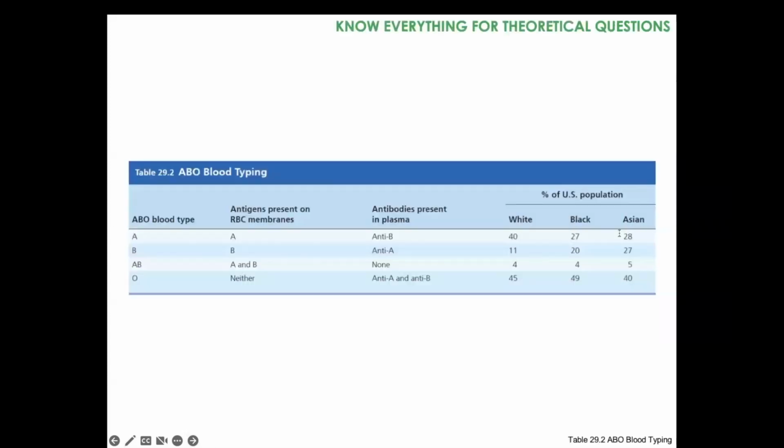And then this chart summarizes everything I said in the previous slide. It also shows the demographic breakdown of each blood type in the US.